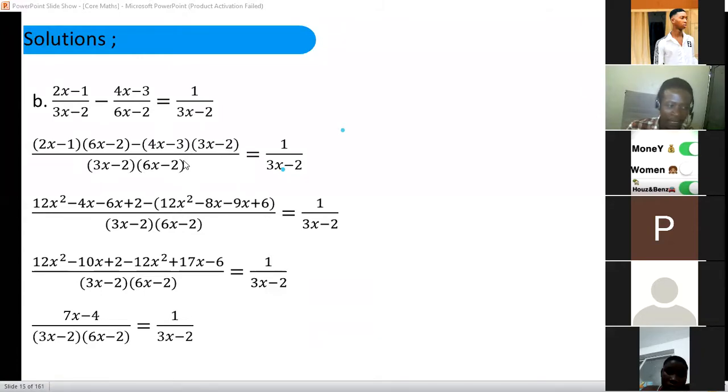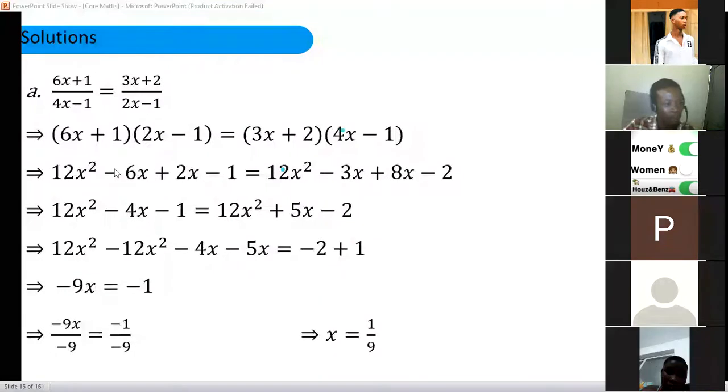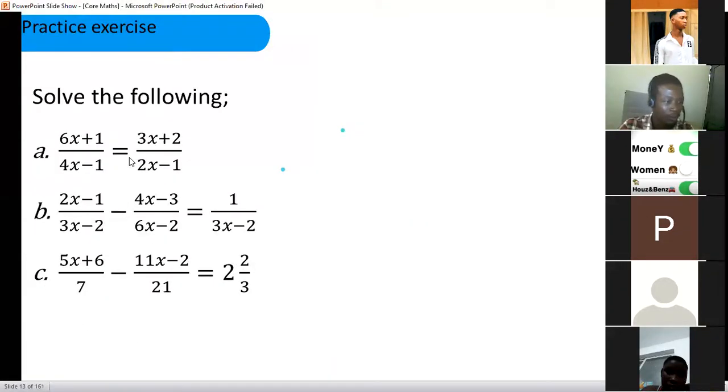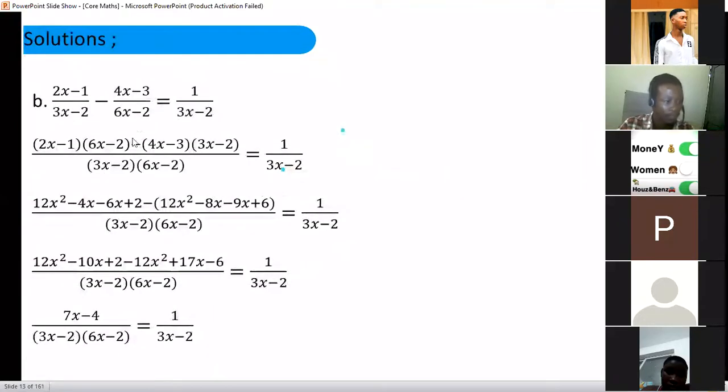Please, in this case, you need not eliminate the fraction because they are subtracting. When they are adding or subtracting, you need not eliminate. Let me give you one simple way to do that so that you don't get confused.